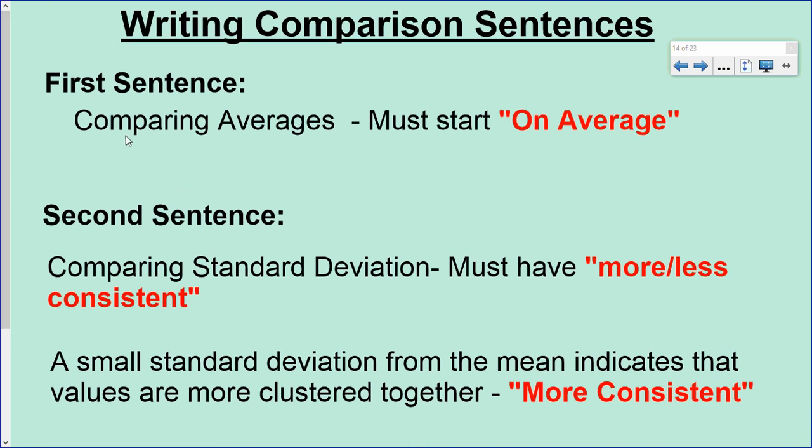So we're going to have to write 2 sentences. Our first sentence is comparing our averages. Now the average that we are speaking about just now is our mean.